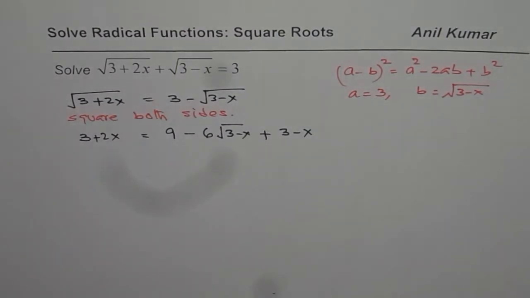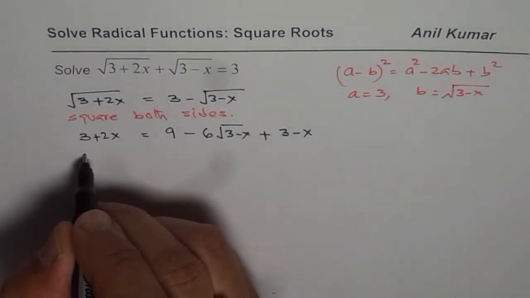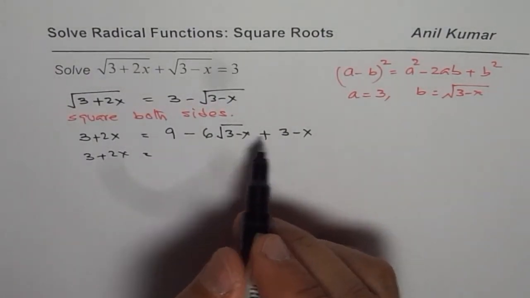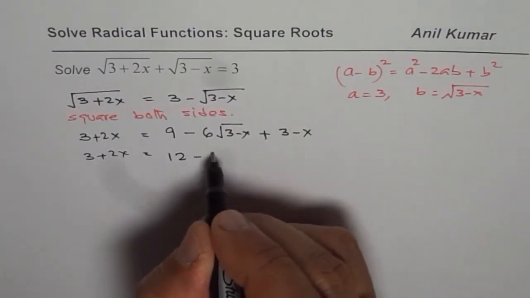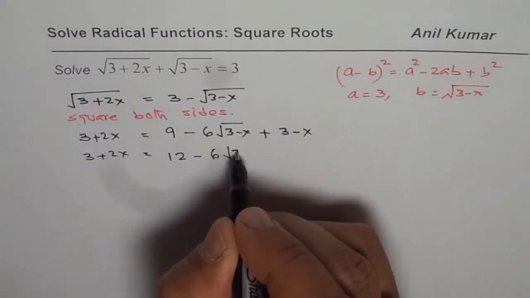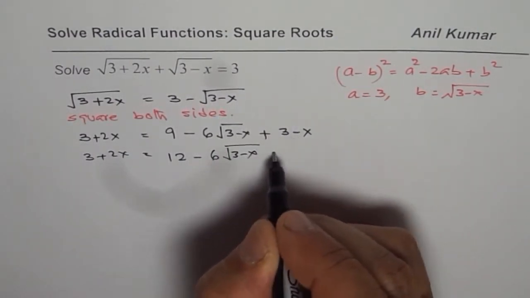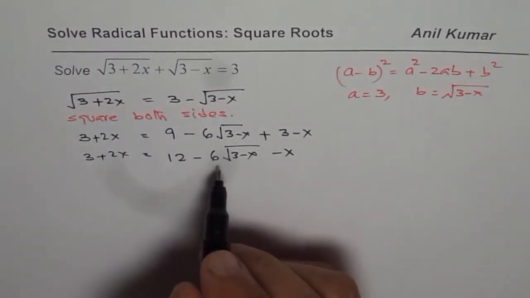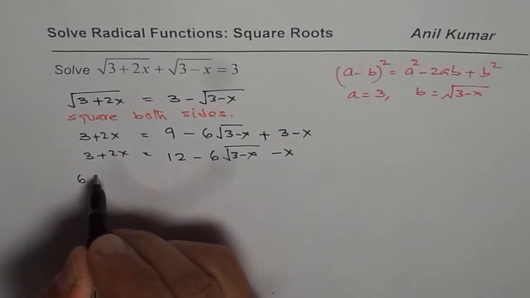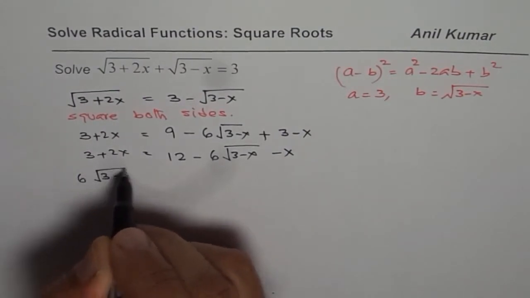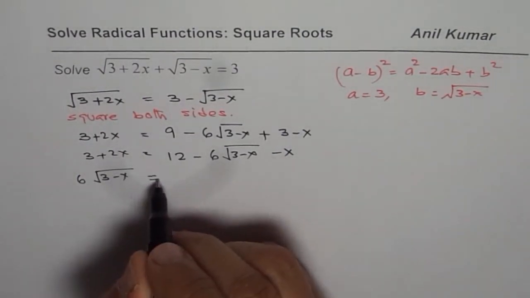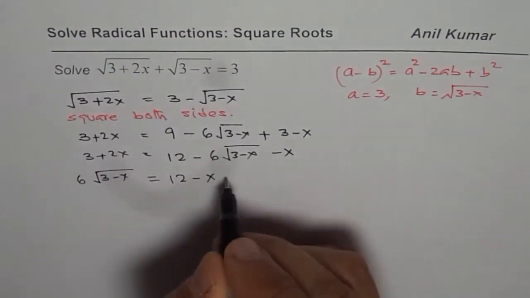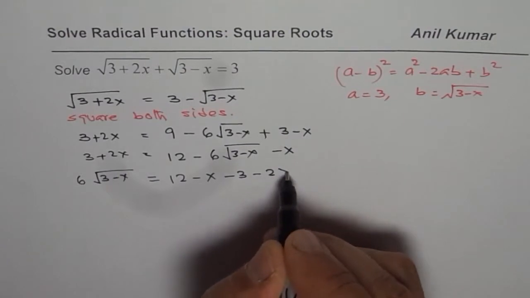Now we can simplify this a bit. We get 3 plus 2x on the left side, and on the right side 9 plus 3 is 12, minus 6 times square root of 3 minus x, minus x. Now it's a good idea to bring the square root terms to one side, so we get 6 square root of 3 minus x on the left side, and all other terms on the right side: 12 minus x minus 3 minus 2x, correct?